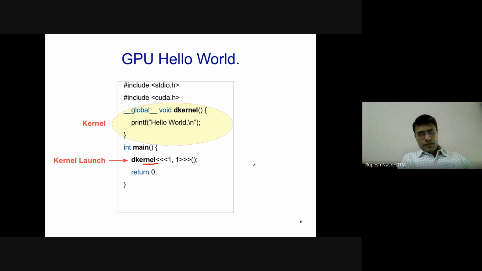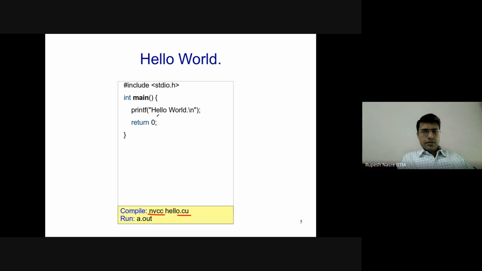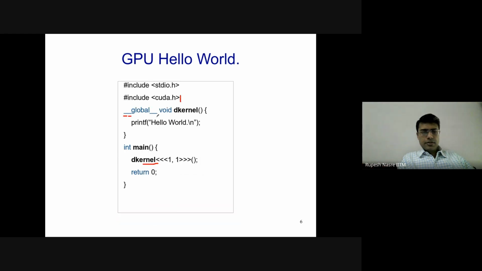Apart from that, we also need to include this CUDA.h. The kernel is designated with __global__. These are 2 underscores, global, sorry about that. __global__, and then there is void and whatever function name. It can have parameters also. And currently it's just printing hello world.